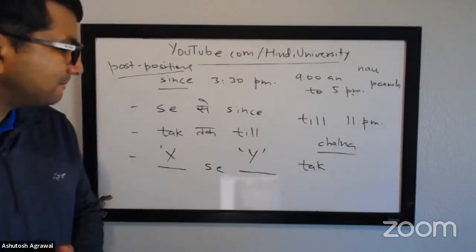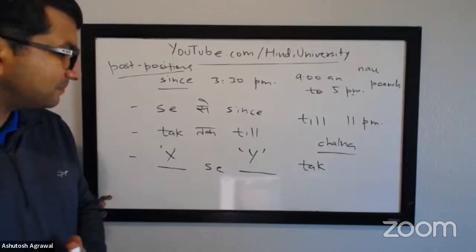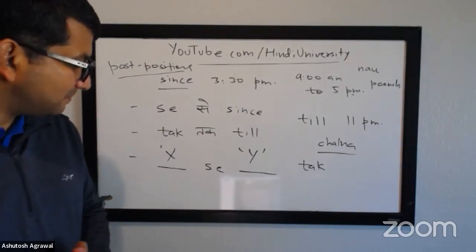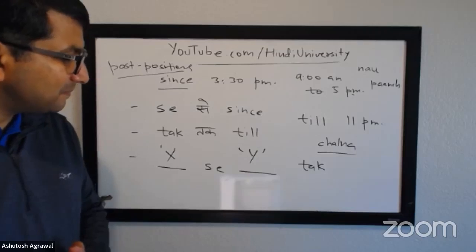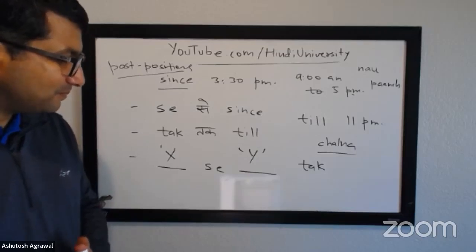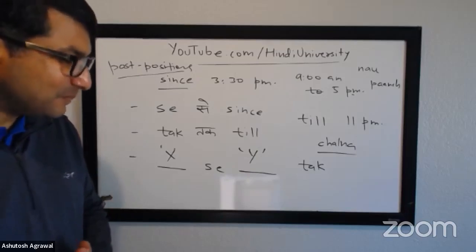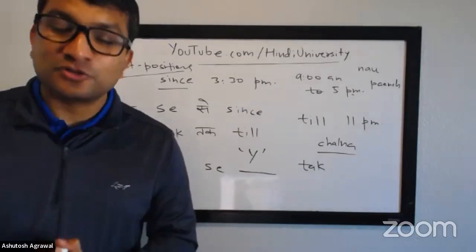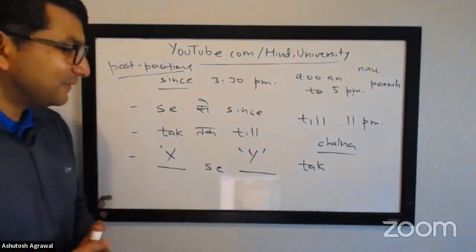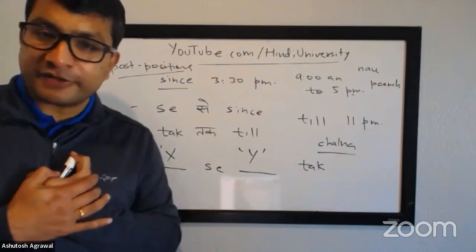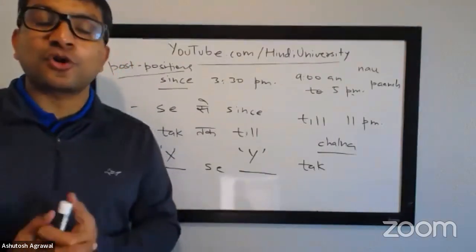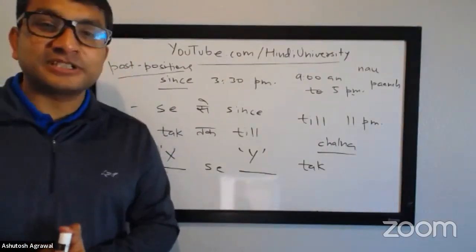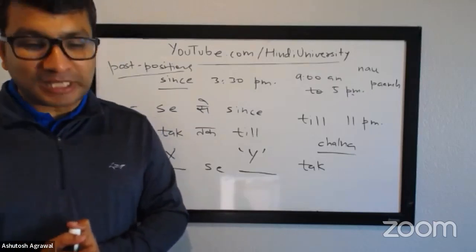Main raat ke gyara baje se subah ke paanch baje tak. And I'm not sure if I want to say sota or soti hoon here. So if you're saying it for yourself, soti hoon. If you're saying it for somebody else, let's say you're talking about Ron in this case, Ron raat ke 11 baje se 3 baje tak or subah ke 5 baje tak sota hai.